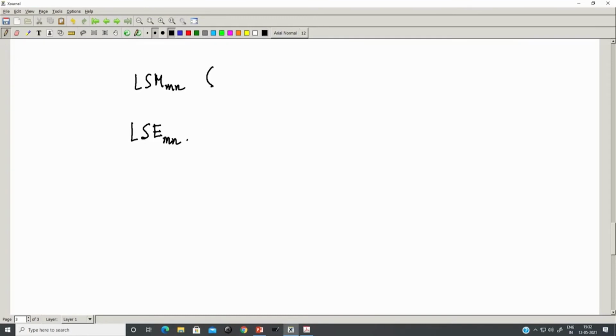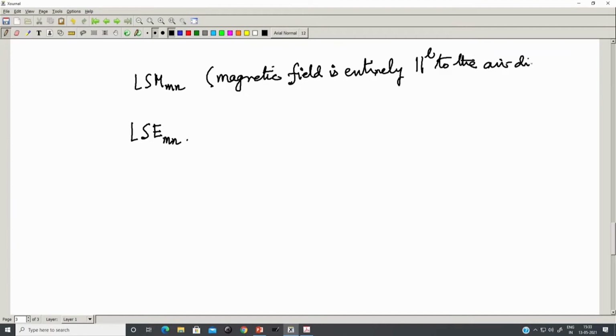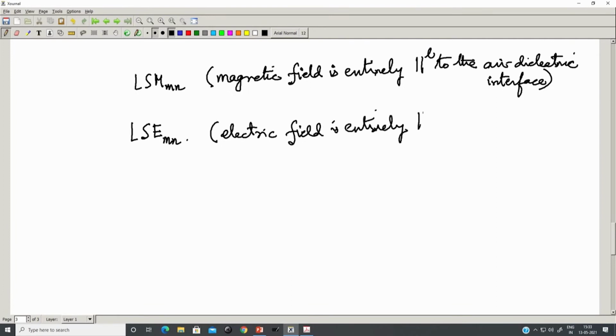So, here the magnetic field is entirely parallel to the air dielectric interface, and here the electric field is entirely parallel to the air dielectric interface.